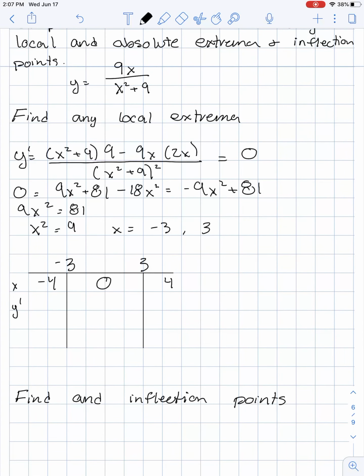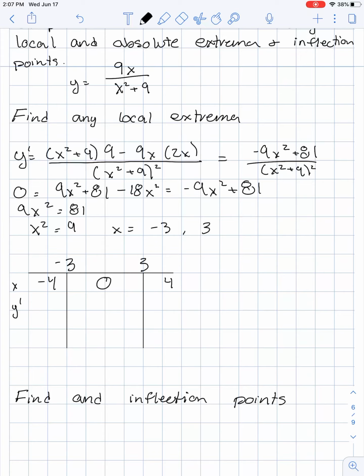So y prime up here, notice x squared plus 9 squared. That's always going to be positive. So I'm not even going to plug it in there because I don't really care. It's always going to be positive, so it's not going to change my sign. So plugging in negative 4, let's rewrite this because I wrote it up top. So what was it? Negative 9x squared plus 81 over x squared plus 9 squared.